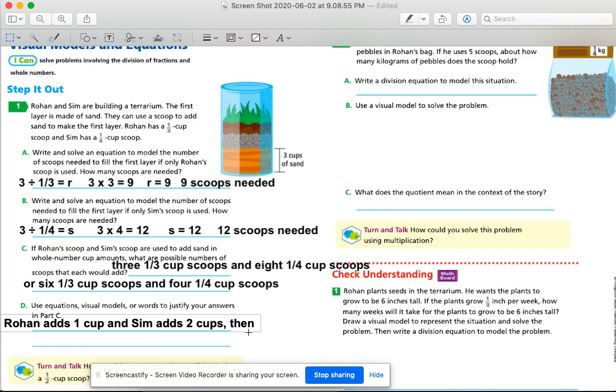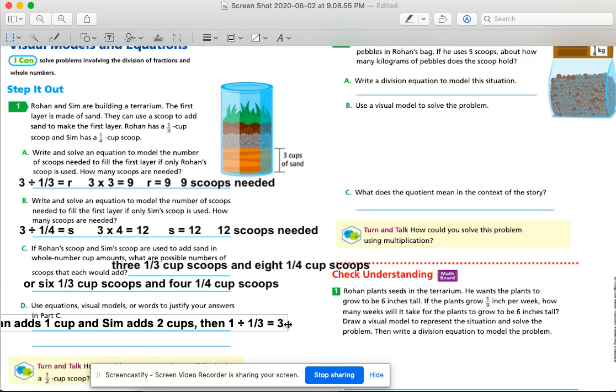Then we have 1 divided by 1/3. The reason we have that is because Rohan's scoops are each a 1/3 cup. That would give me 3, because I would be doing the opposite, which is 1 times 3 equals 3, which is the amount of scoops that I would need from Rohan. 3 scoops of 1/3 would give me 1 cup.